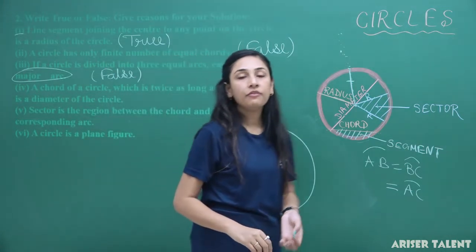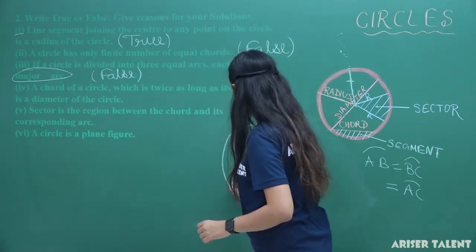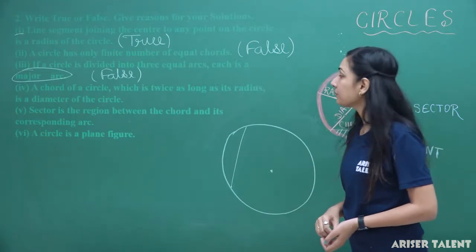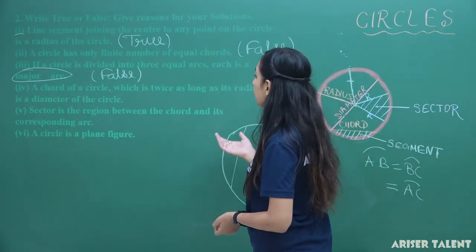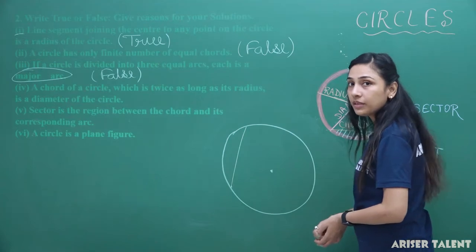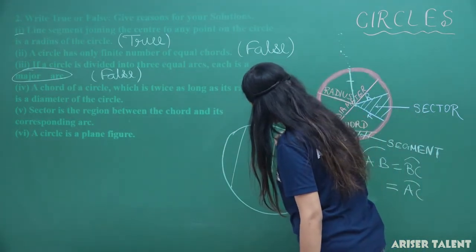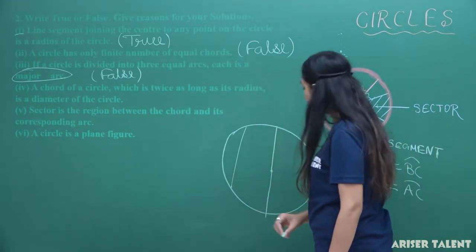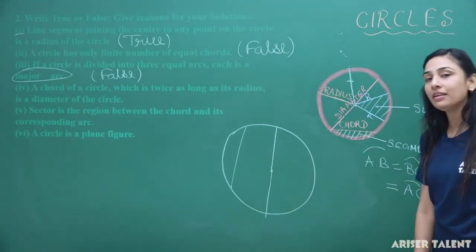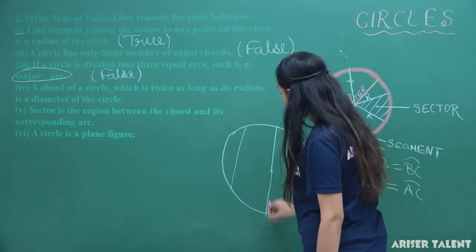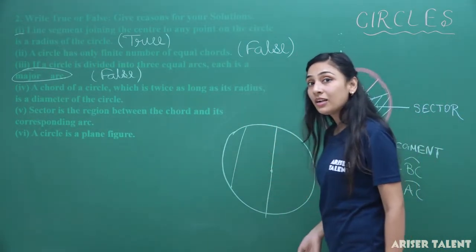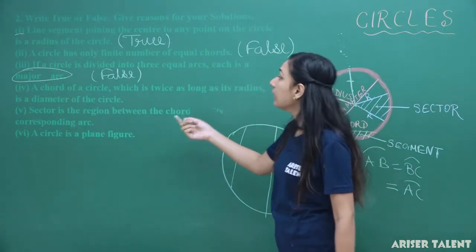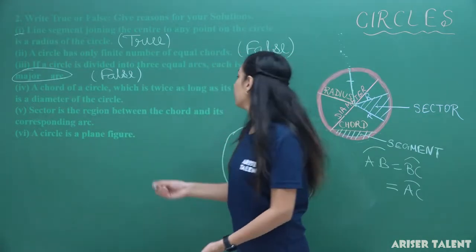Now chord means we will be having any two points on the circle, this first point and the second point, and we will meet them. Now it is saying a chord of a circle which is twice its radius. That means if I have this as a radius, twice of it will be again one radius just in the extension of it, and that will be the diameter. So this diameter will be twice the radius. So it is saying the chord of a circle which is twice as long as the radius is a diameter of the circle. Yes, it is. So it is true.